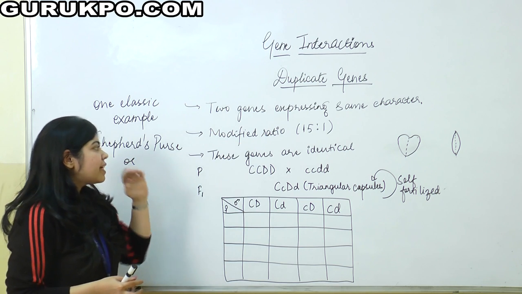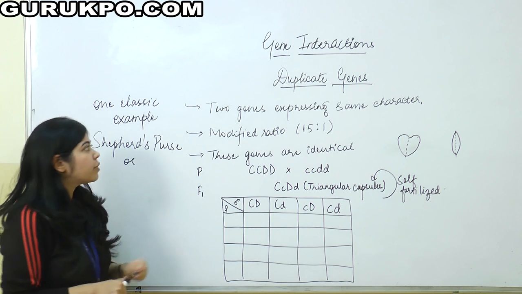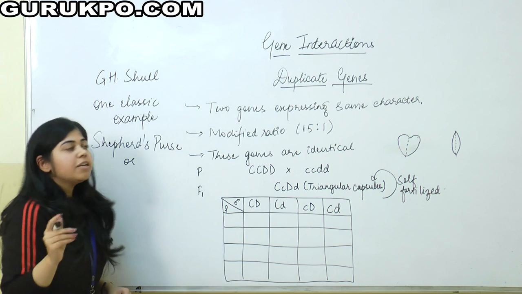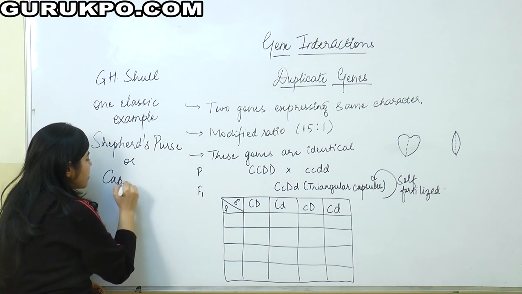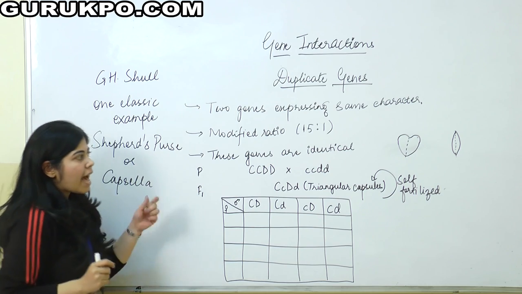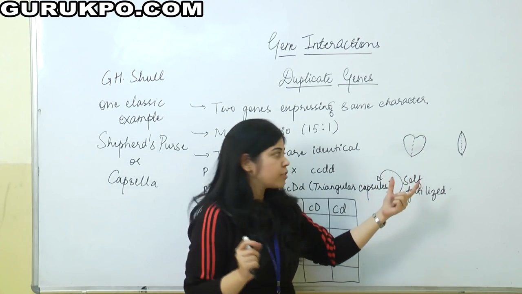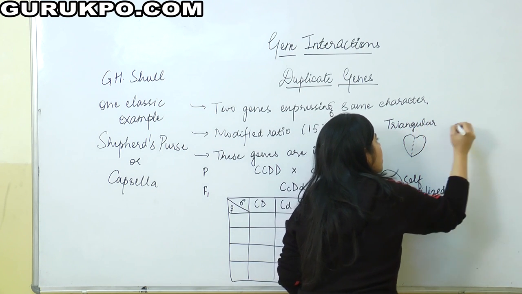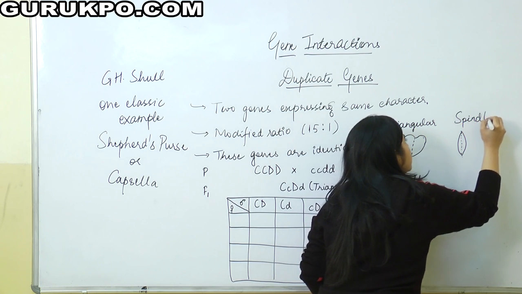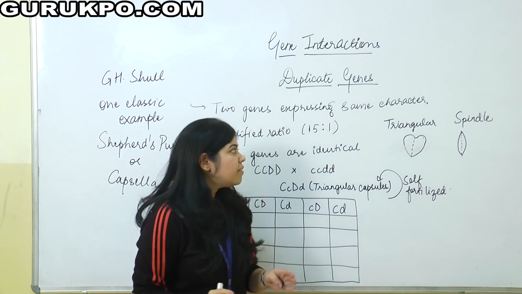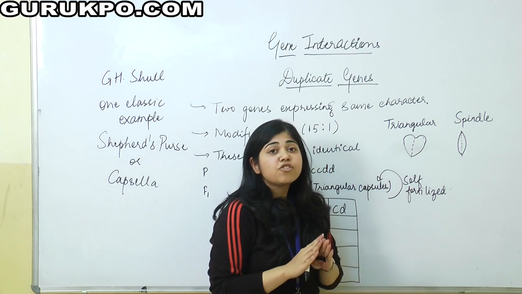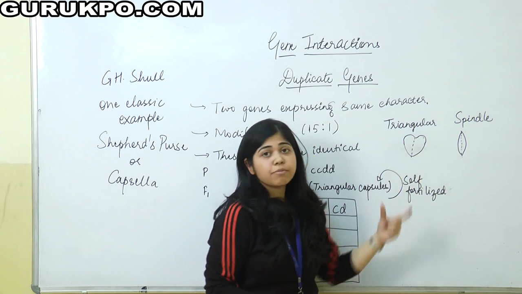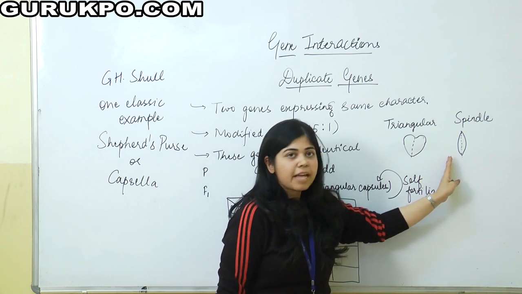One classic example is the shepherd's purse. G.H. Shull did a study on shepherd's purse, popularly known as Capsella. This Capsella has two kinds of seed capsules. One is a triangular seed capsule, and the other one is a spindle-shaped capsule. Now what he observed is that the triangular one was strikingly higher than the spindle one. That means the number of triangular capsules was strikingly high compared to the spindle ones.